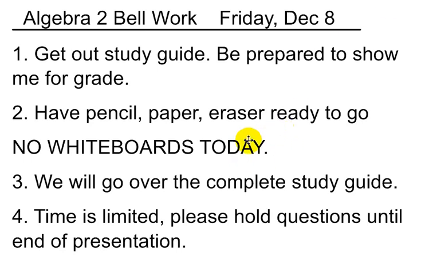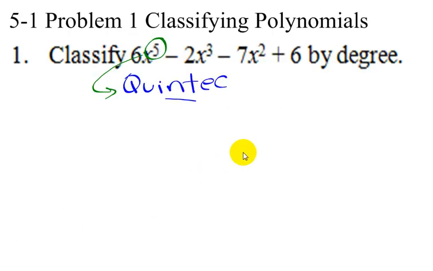Okay, so this is our semester or chapter 5 study guide, and we're going to begin with problem 1. It says to classify this polynomial by its degree. And when you do that, we've got a highest power of 5, so it's a quintic.